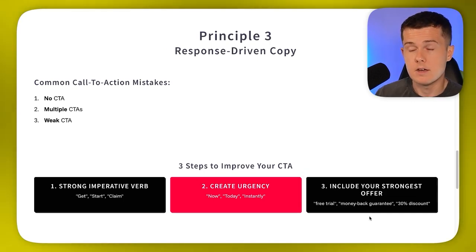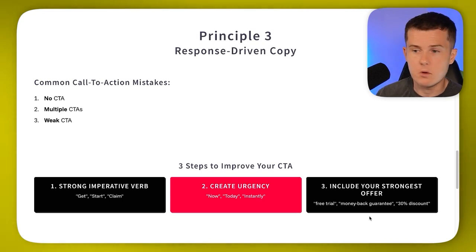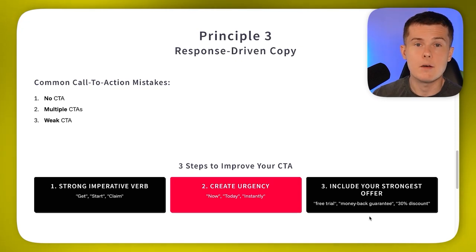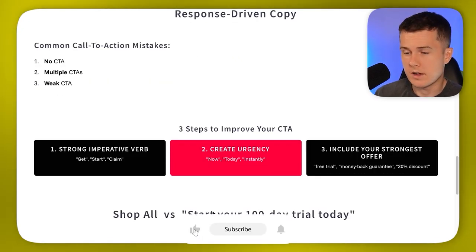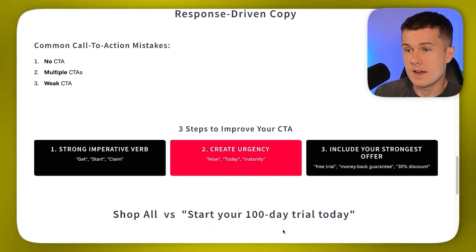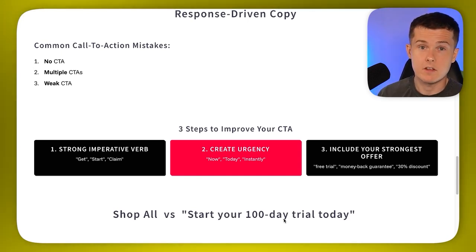And then step 3, include your strongest offer. So it might be a free trial, a money back guarantee, 30% discount, instant access. Give them a compelling reason to act right now. So instead of something weak like shop all, you'd say start your 100-day trial today. Or instead of learn more, claim your free strategy session right now. The difference in click-through rates and conversions is dramatic. We're talking about a 40 to 60% improvement from just fixing your CTA.